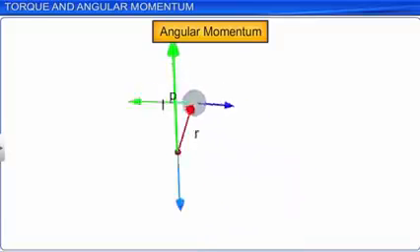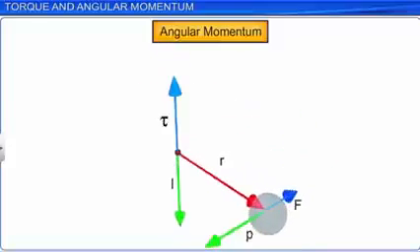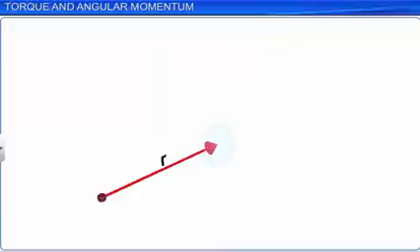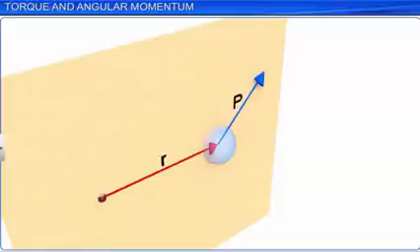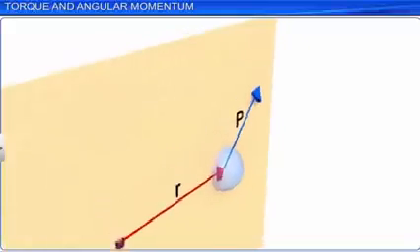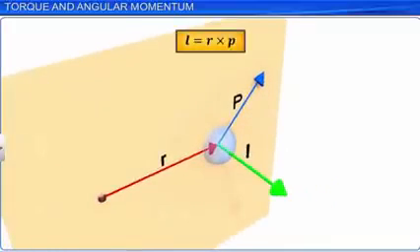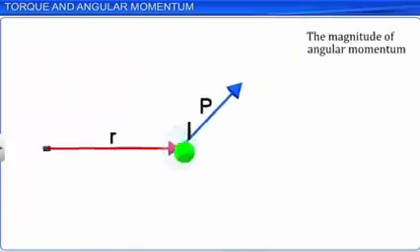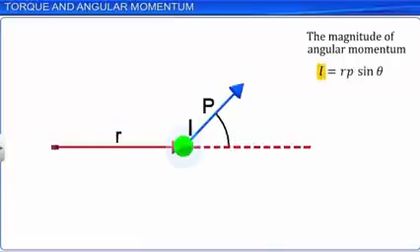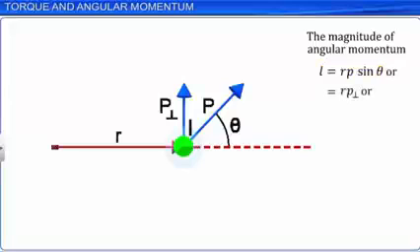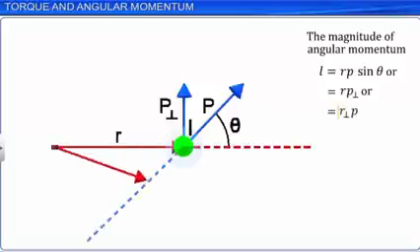Now, let us study angular momentum. If r represents the position vector of a particle of mass m and linear momentum p, then the angular momentum of the particle about the origin is defined as the cross product of r and p. The magnitude of angular momentum of the particle, L, is equal to rp sine theta, which can also be written as rp perpendicular or r perpendicular p.